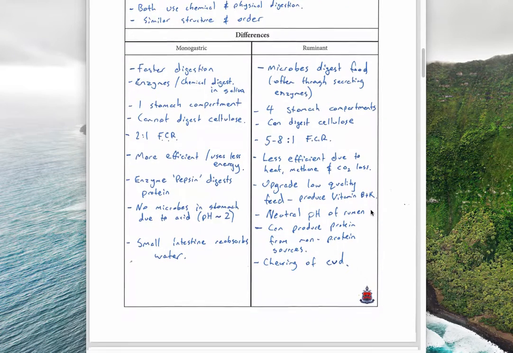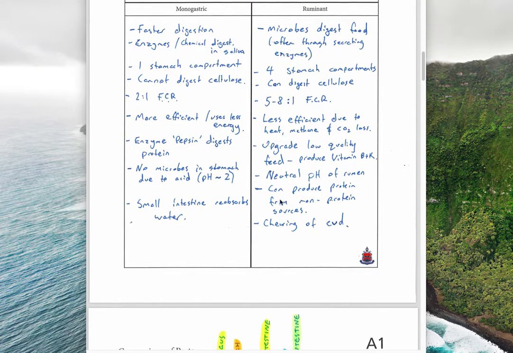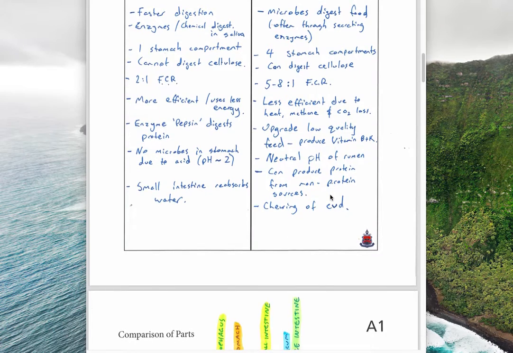They can, however, upgrade low quality food, and this means producing vitamins B and K from their food. They don't have to have those vitamins in their feed. They can actually produce them. The microbes in their stomach can produce them, and that can't happen with the monogastric. They have a neutral pH in their rumen to allow the microbes to exist, and they can provide protein from non-protein sources. So they can turn non-protein sources into protein because the microbes grow and are digested.